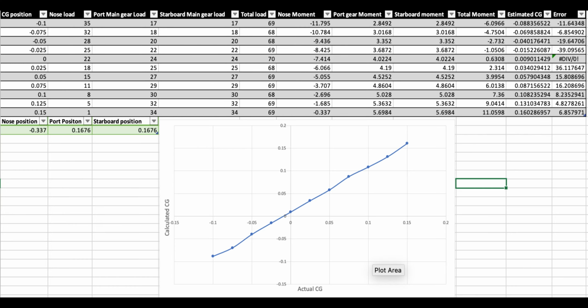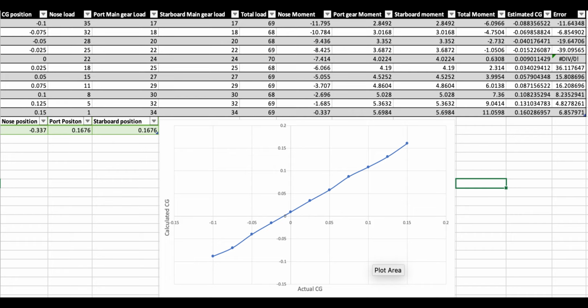Firstly, it's important to check that the centre of gravity can be accurately determined physically. A simple method for this is to measure the weight under each wheel, find the moment that each weight creates, sum together the moments, then divide the total moment by the total weight to get the estimated CG position. The results can be seen on screen now.